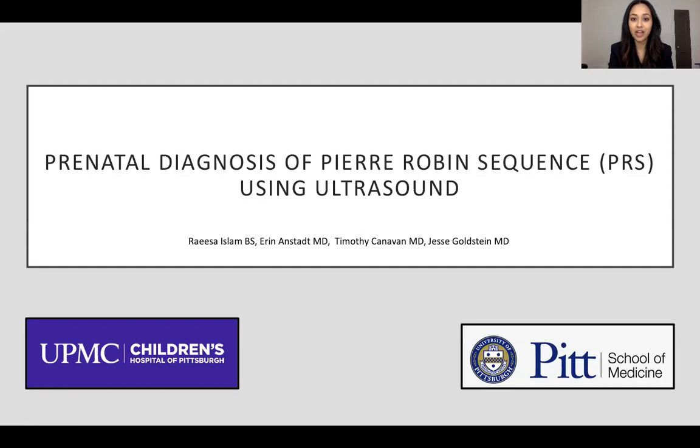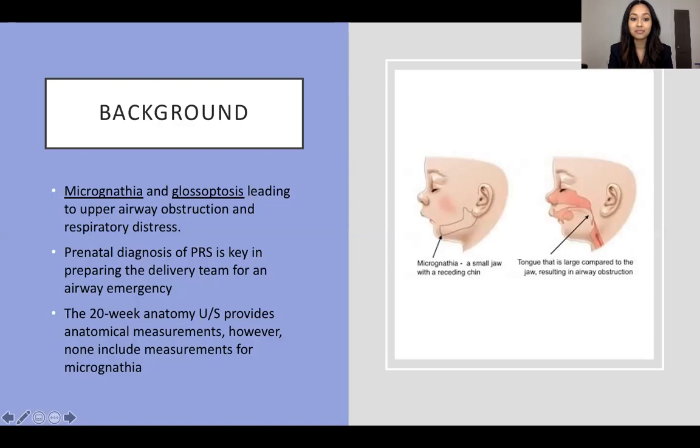I'm a medical student at the University of Pittsburgh, and today I'll be discussing prenatal diagnosis of Pierre-Robin sequence using ultrasound. PRS is defined as micrognathia and glossoptosis leading to upper airway obstruction and respiratory distress, as shown with this illustration on the right. Prenatal diagnosis of PRS is key in preparing the delivery team for an airway emergency. However, as of now, PRS has always been diagnosed postnatally.